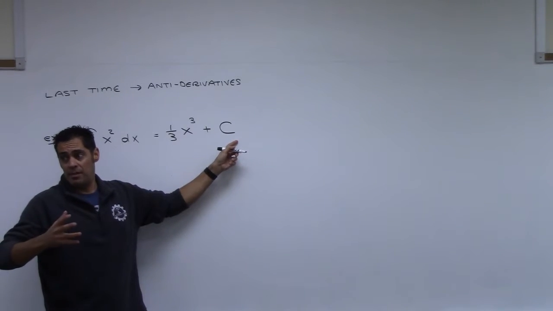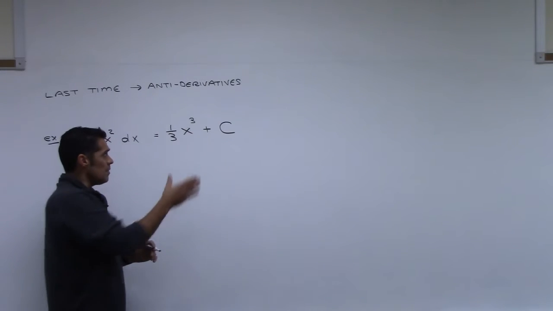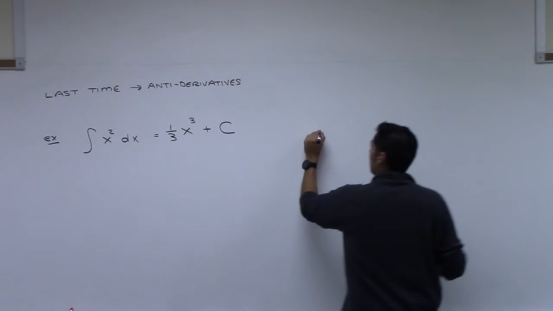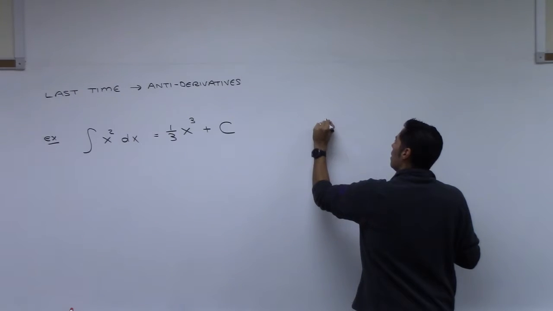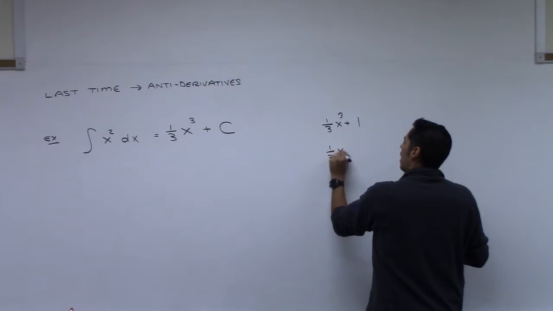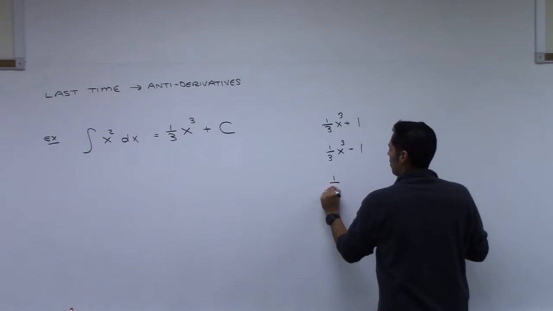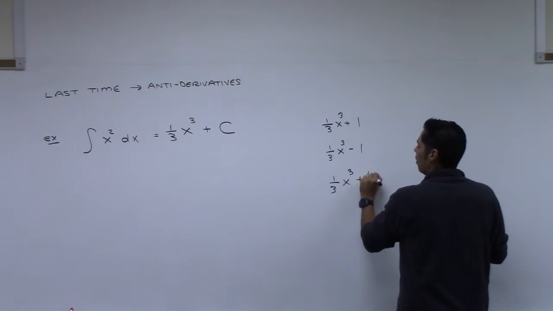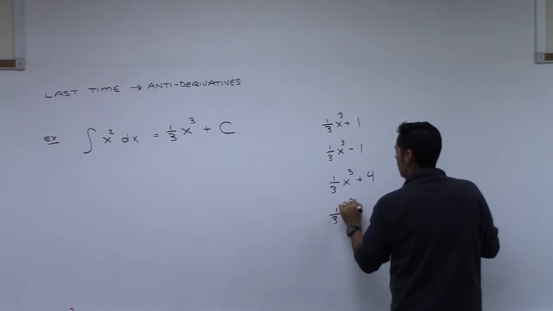Now the plus c was because we could plug any number in here, both plus and minus, and that would give us all of the different things we could think of. Like let's just come up with something. 1/3 x cubed plus 1 would work. 1/3 x cubed minus 1 would work. 1/3 x cubed plus 4. 1/3 x cubed minus 4.